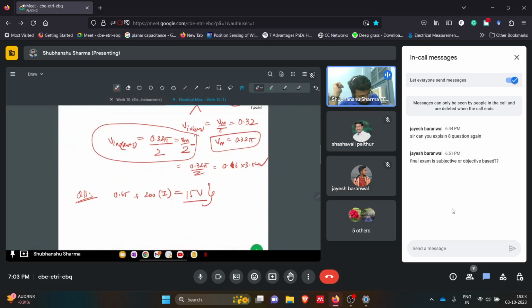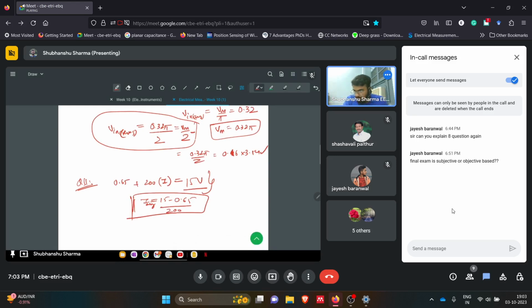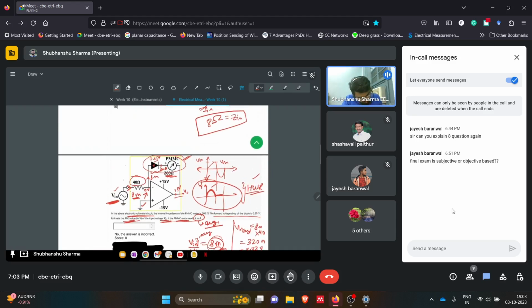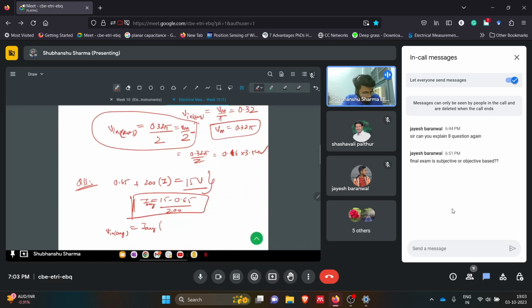So we can calculate I from here. This I will be 15 minus 0.65 by 200. Okay, and this is what? This is I average. Now if we have this, then V in average will be equal to this I average into what? We have 40 ohms, so current I average is going through the resistance. So it will be multiplied by the resistance, 40. So we'll get the average value.